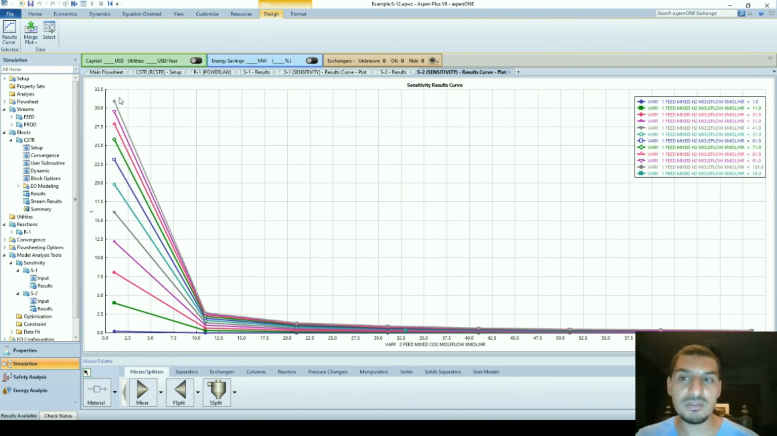It's going to be good until we reach a point where all the carbon monoxide is consumed, and then we will not have any more reaction. So it's not going to increase the selectivity of methanol, and at some point we'll have overlapping lines here. From this we can conclude that it's better to operate at very low carbon dioxide flow rates and very high hydrogen flow rates.